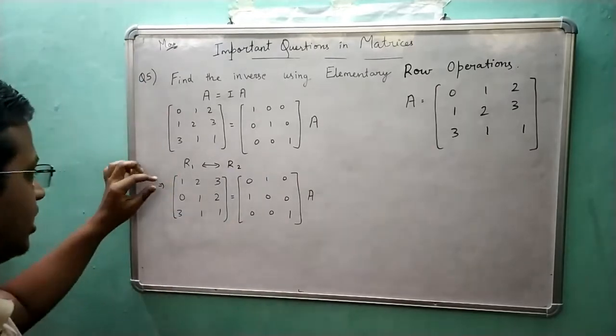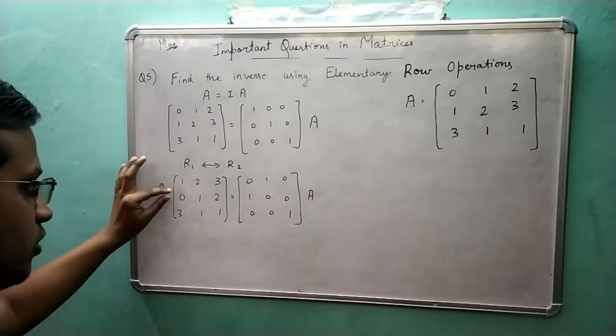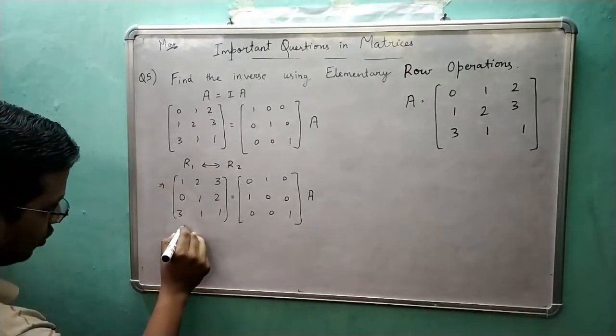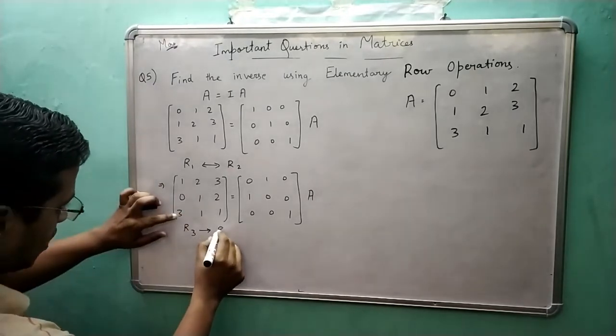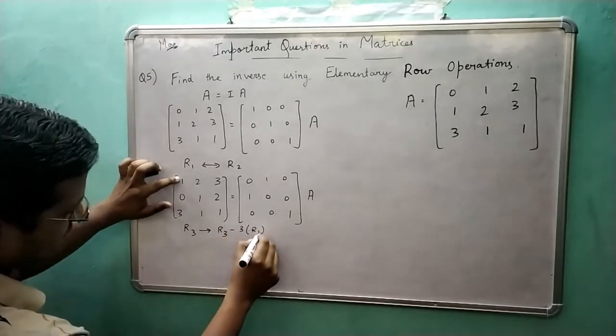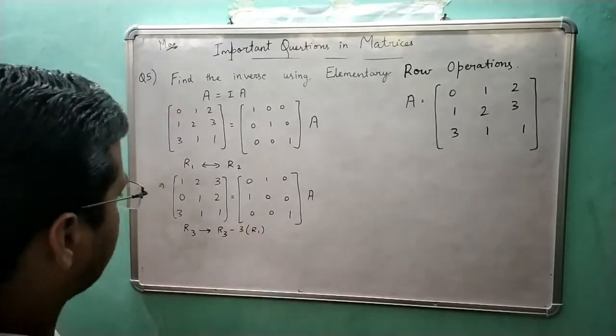Now from here already this element is 1. Using that we have to make these two 0. One of them is already done. So let's proceed to the next one. So we have to change R3. So R3 changed to R3 minus 3 times R1. R3 changed to R3 minus 3 times R1.